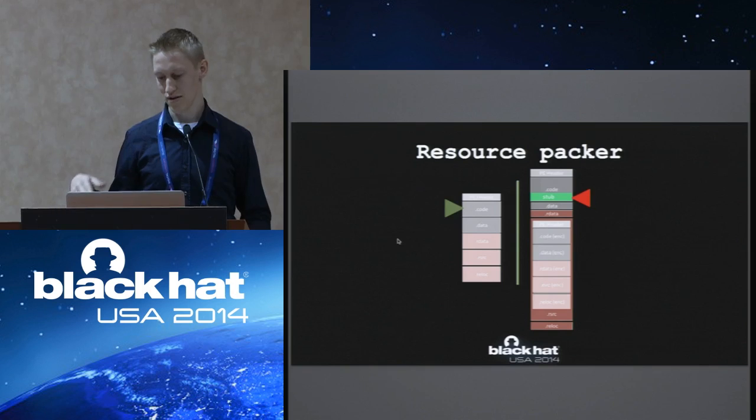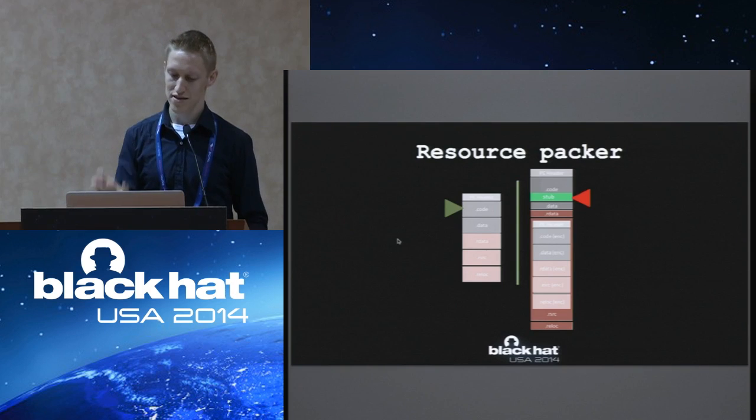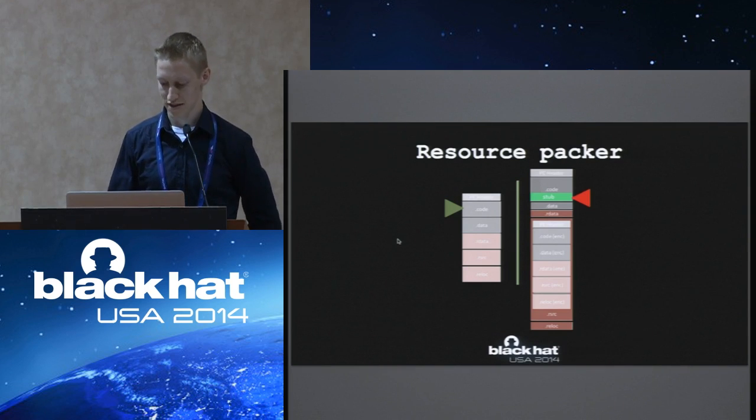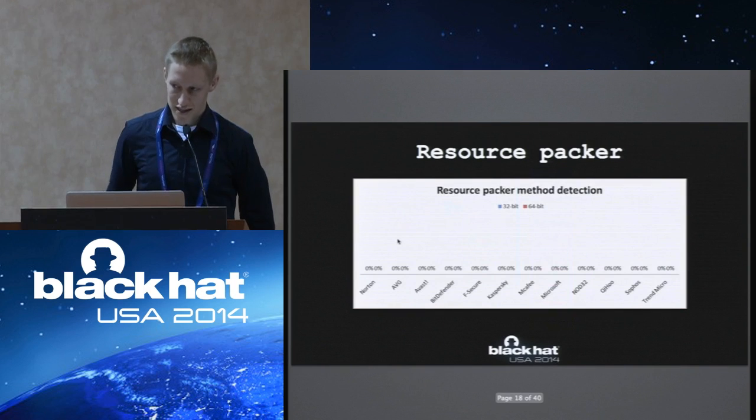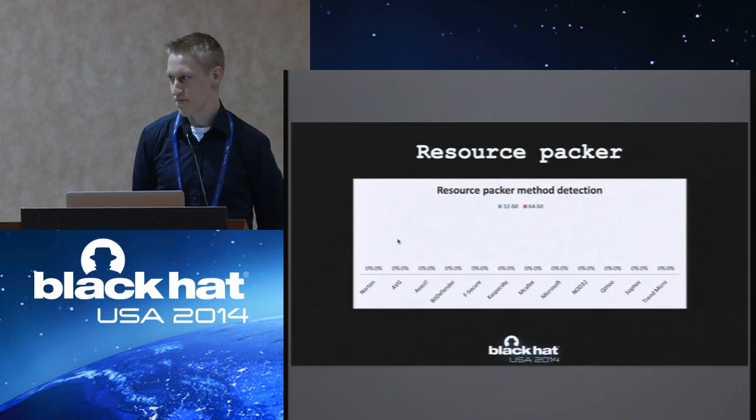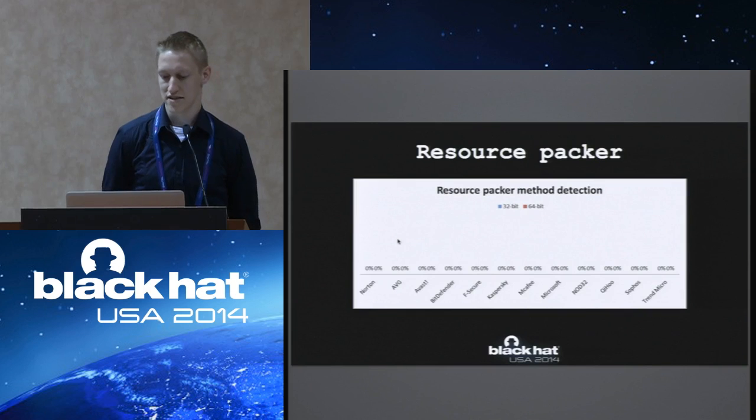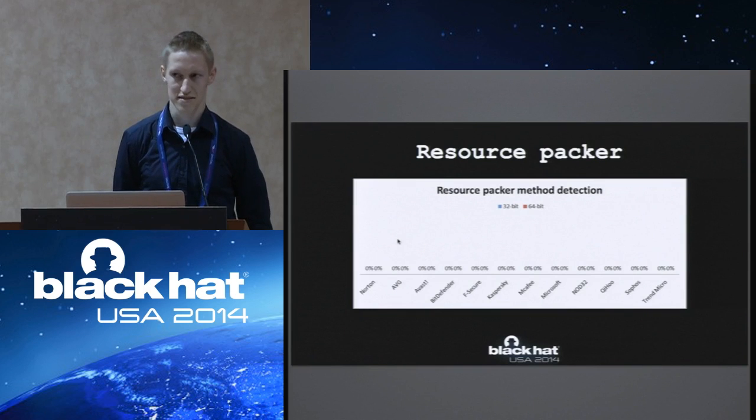Dynamically, the stub will load the resource, decrypt it, overwrite the original code and data sections of the executable, and then execute it. And now we see that this technique can evade all antivirus detection for both 32-bit and 64-bit.